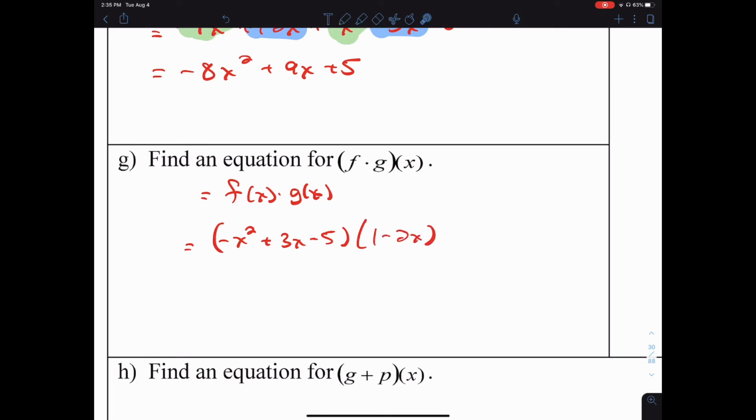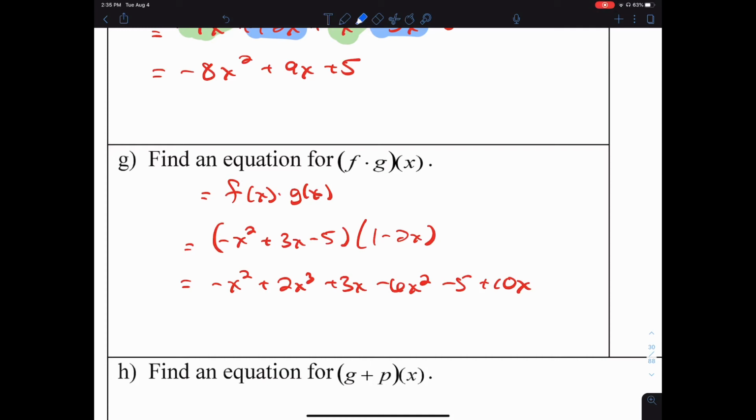So I'm going to multiply negative x squared times both of those terms and get negative x squared plus 2x cubed. I'm going to multiply 3x times each of these terms and get plus 3x minus 6x squared. And multiply -5 times each of these terms, you get -5 plus 10x.